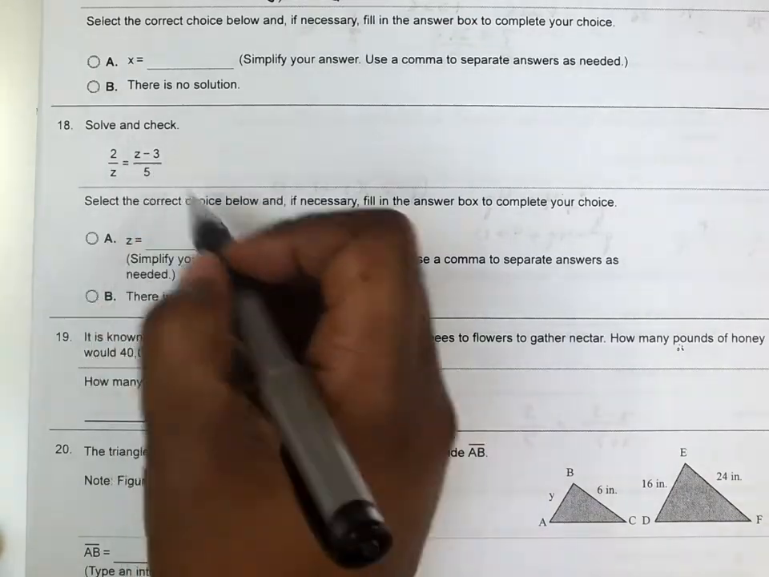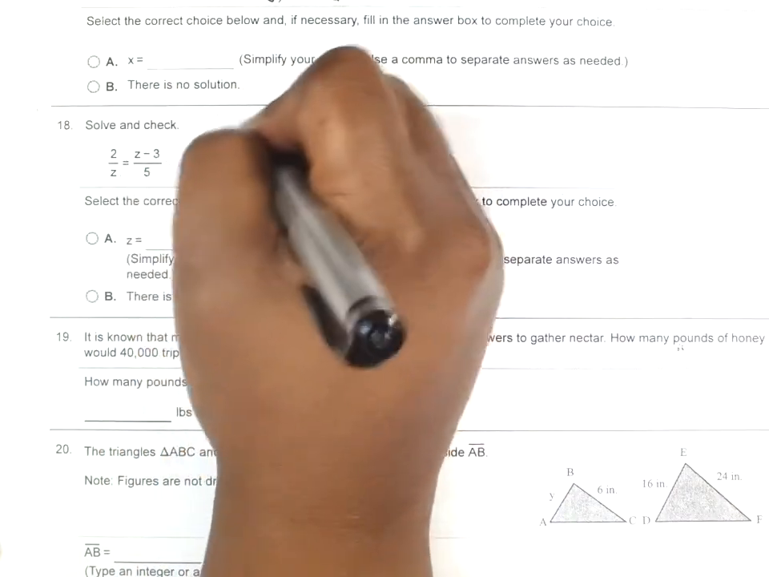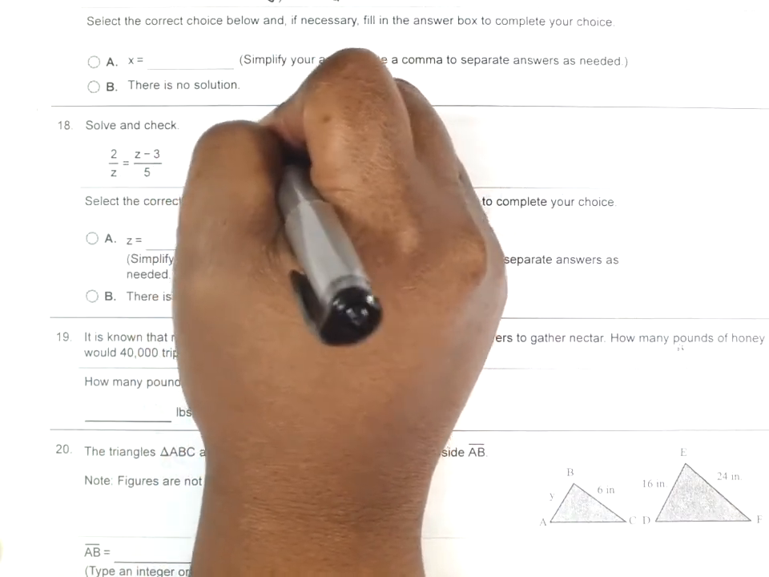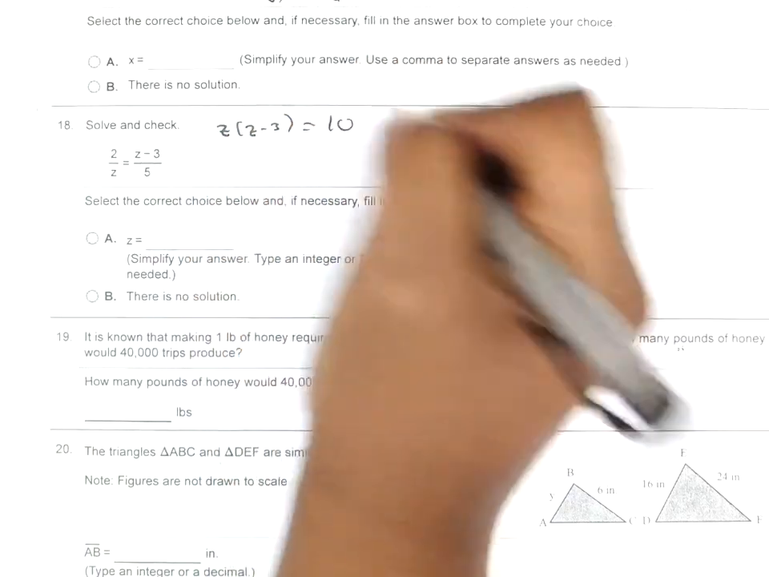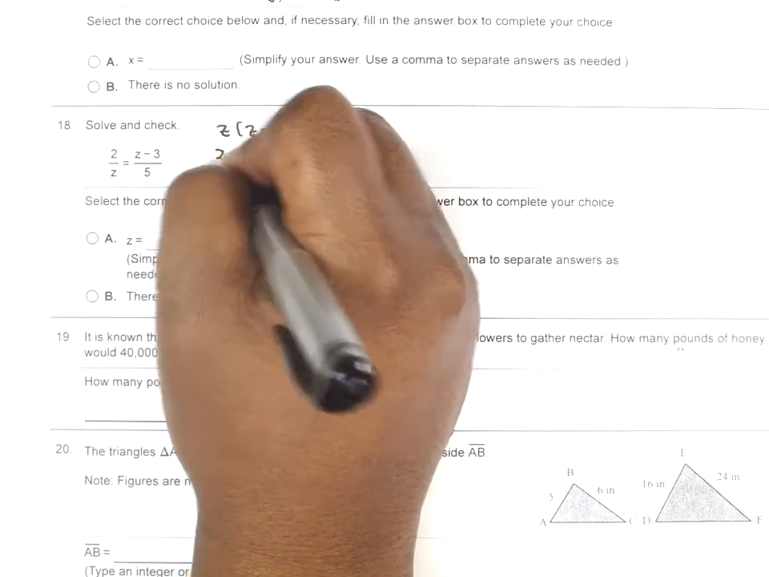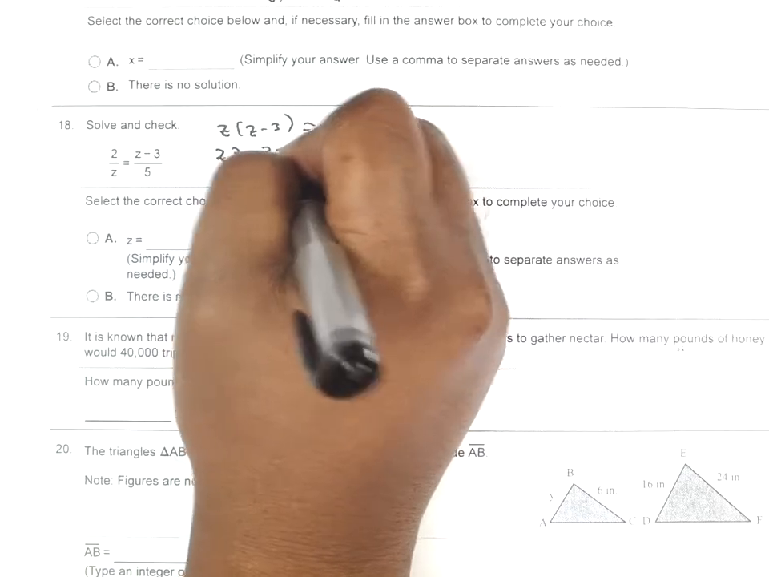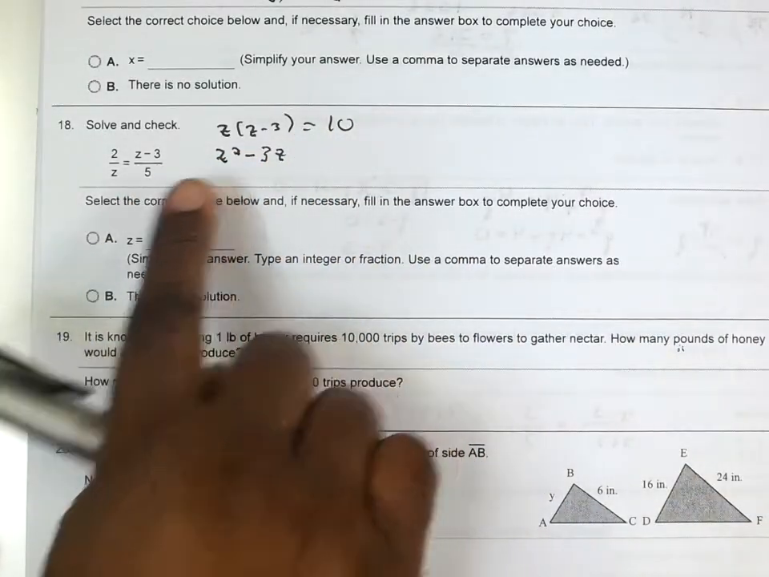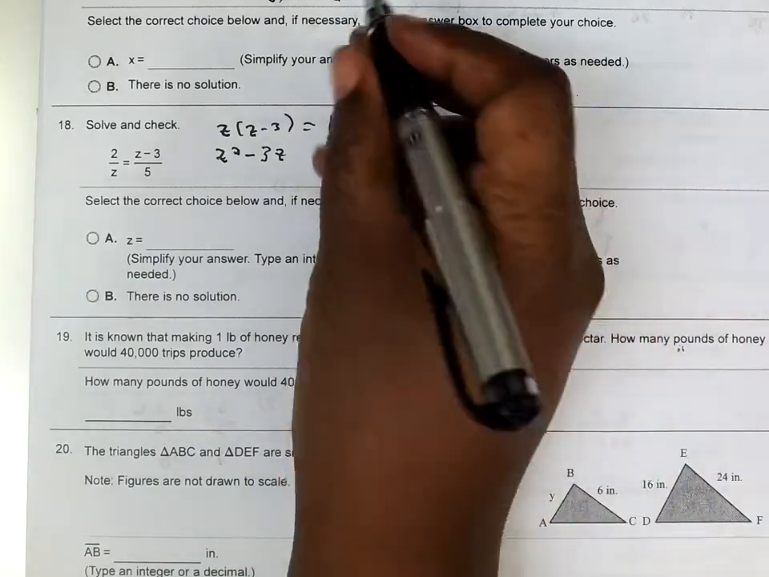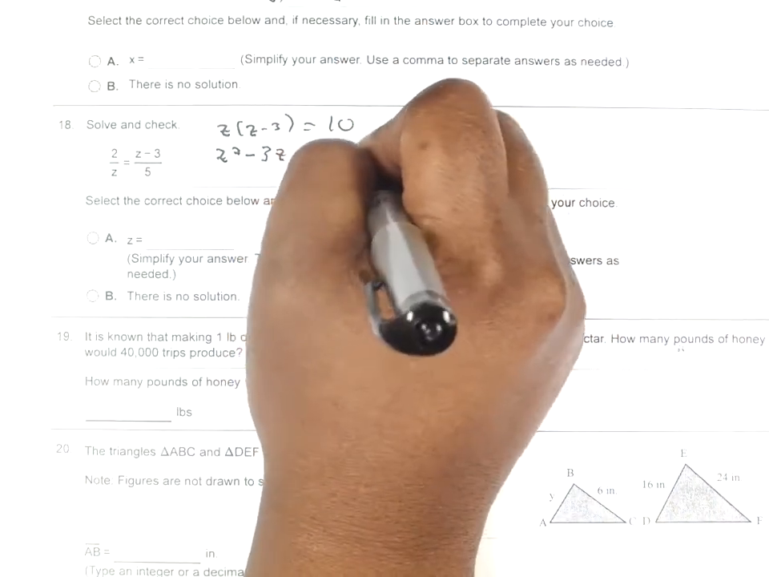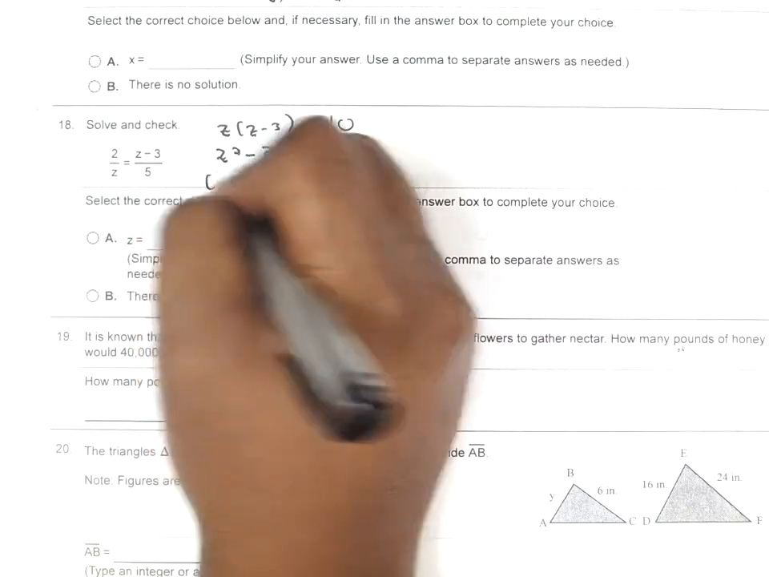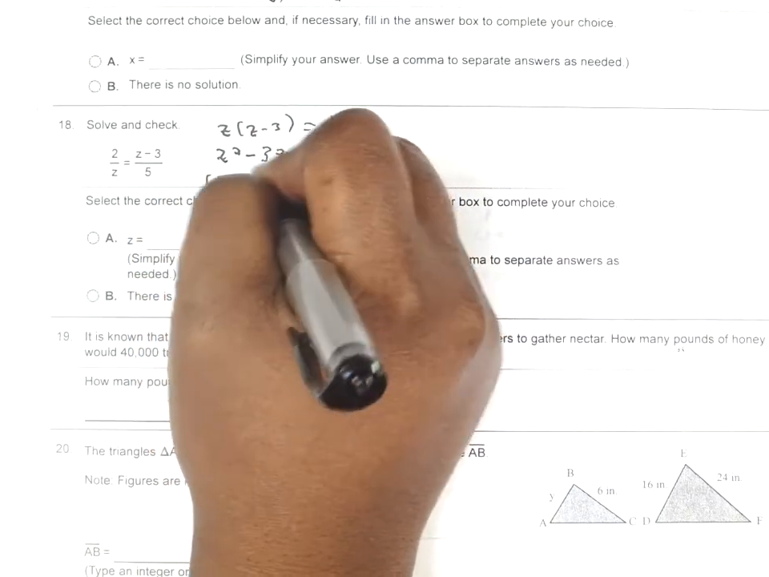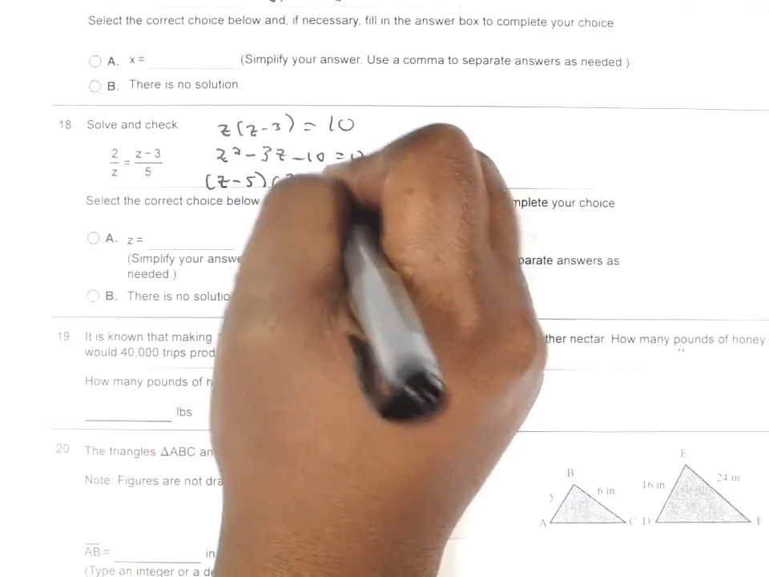Number 18, again I can cross multiply, so I have z times z minus 3 is equal to 10. Distribute that, we get z squared minus 3z. I'm going to move that 10 over because now I have a square term. I have to set it equal to 0 and factor it. So minus 10 is equal to 0. And that factors to z minus 5 times z plus 2.